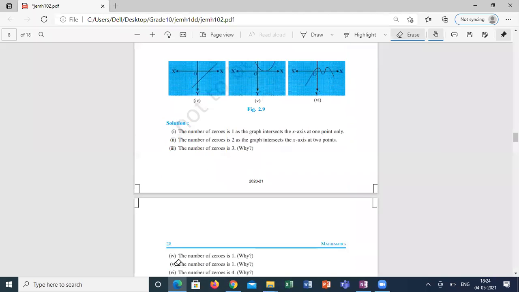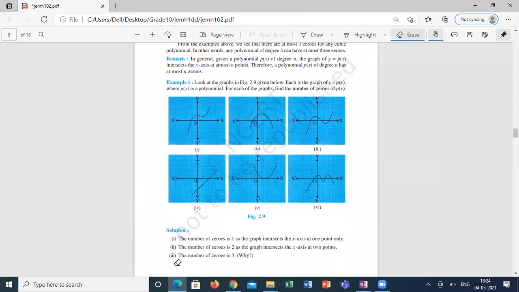The first exercise, see here. How many zeros does the polynomial have in the first graph? 1. Second? 2. Third one? 3. Fourth one? 1. Fifth one? 1. Sixth one? 4.